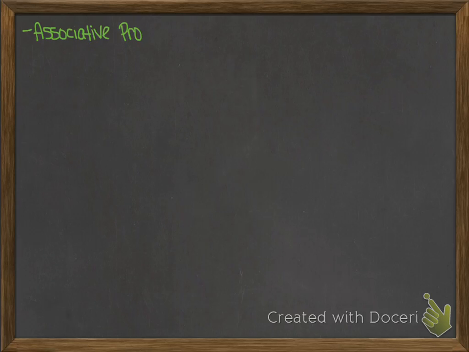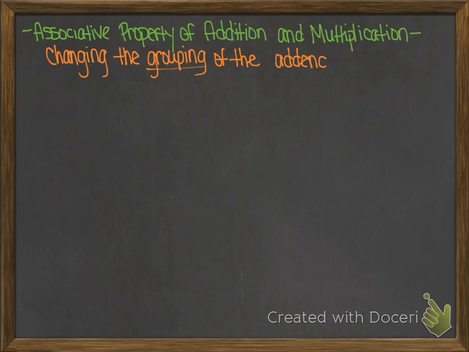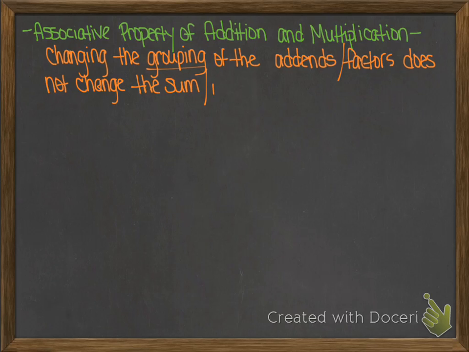The next property is the associative property of addition and multiplication. For this one, the associative property, we will be changing the grouping of the addends and factors, but it does not change the sum or product. So again, I've underlined grouping because there's a difference. Commutative changes the order, associative changes the grouping.